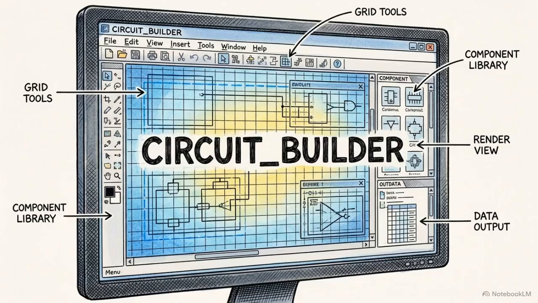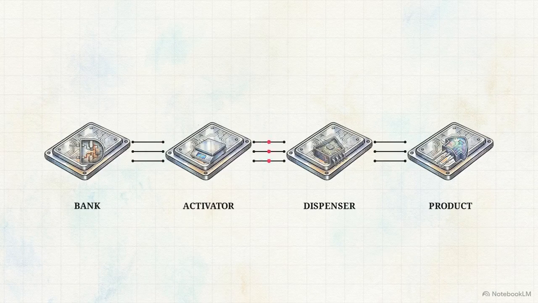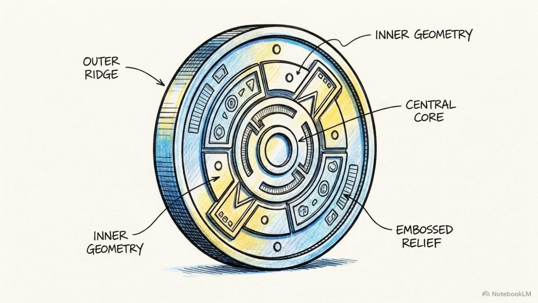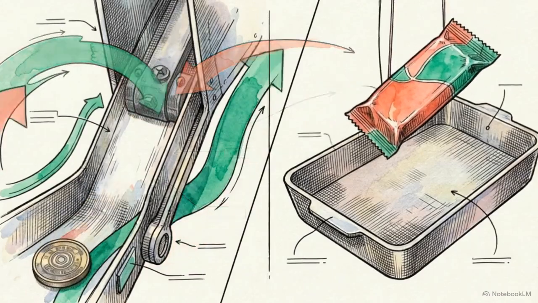To see exactly how that works, we are going inside a digital simulator called Logisim-Evolution to build a vending machine's logic circuit from the ground up. We will track the precise journey of a single transaction, from the moment a coin drops into the slot to the second a snack drops into the tray.